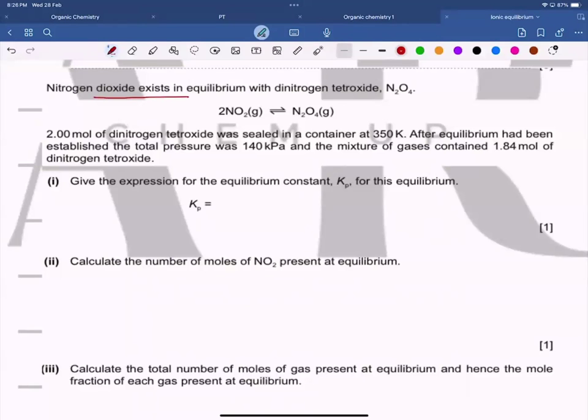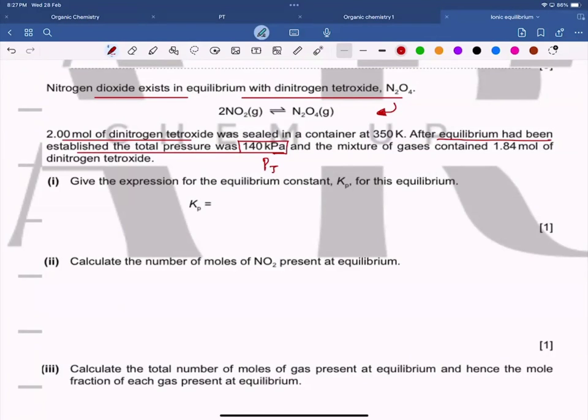Nitrogen dioxide exists in equilibrium with dinitrogen tetraoxide, N2O4, and here is this equilibrium equation. Now, 2 moles of dinitrogen tetraoxide was sealed in a container at 350 Kelvin. After equilibrium had been established, the total pressure was 150 kilopascal. So it means they have given you the total pressure over here. Is this understandable to all of you?